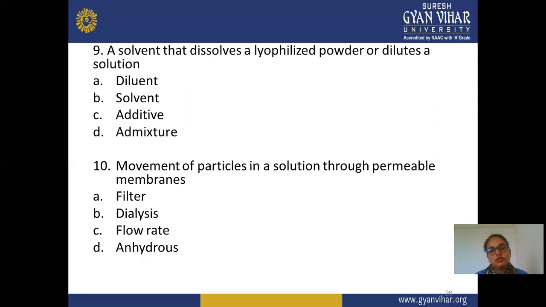After that, the ninth question: the solvent that dissolves lyophilized powder or dilutes a solution. In this, we mainly select the one correct excipient that we use for lyophilized powder. A is a diluent, B is the solvent, C is the additive, and D is the admixture. In the last, tenth question: movement of a particle in a solution through a permeable membrane. A is a filter, B is dialysis, C is a fluid, and D is anhydrous.